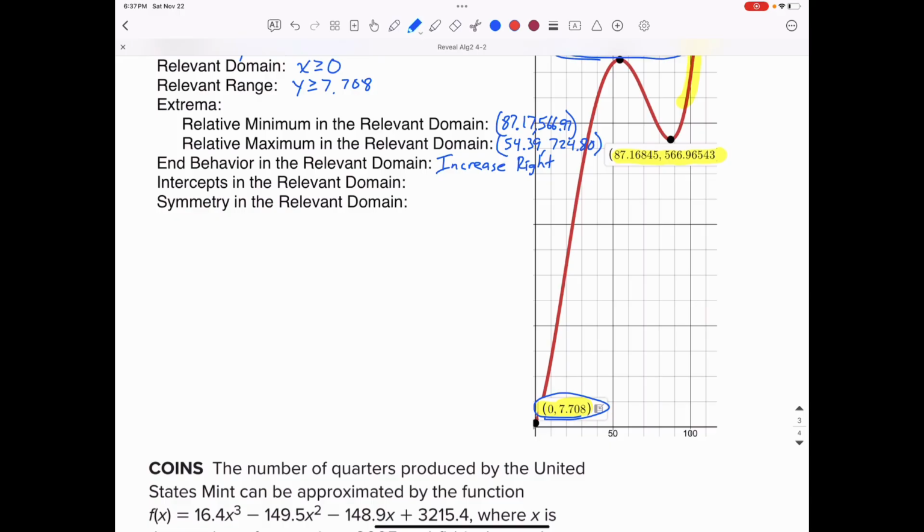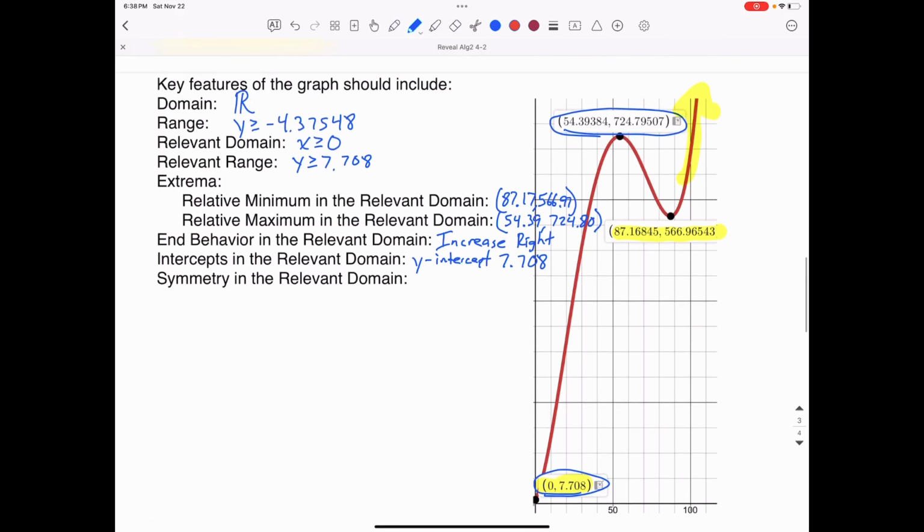Intercepts in the relative domain: there is actually only one intercept in the relative domain, and it is a y-intercept at 7.708. And symmetry in the relative domain: can you fold that in half? I don't believe we can, so there is no symmetry. Most of the time, the relative domain is going to be dealing with just quadrant 1, because that's where all the values are positive.